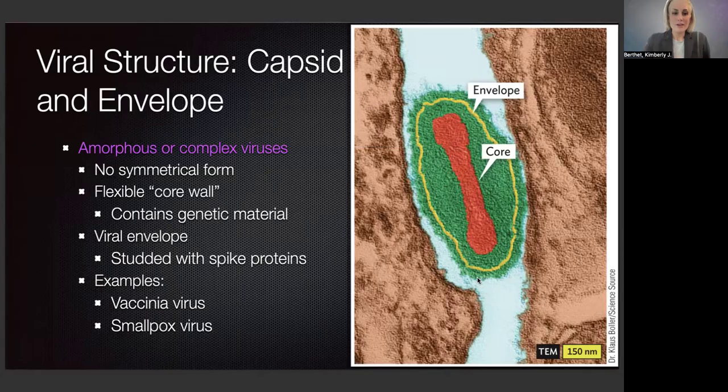We also have amorphous viruses. So these are ones with no shape. They can change their shape based on the environment around them. So here we see an envelope and a core on this one, but there's not necessarily symmetry to this. Again, it can change based off of the environment that it's in. It can have viral envelopes with spike proteins. So these would be those spike proteins associated with it. Vaccinia virus and smallpox virus are these amorphous type viruses that we see here. This is a pseudo-colored transmission electron microscopy image. So the core here, this is where our genetic material is going to be inside of there.